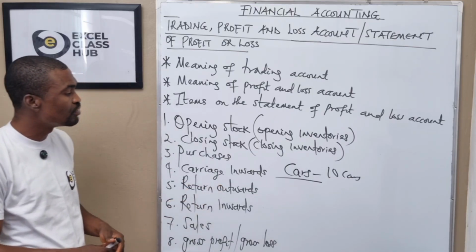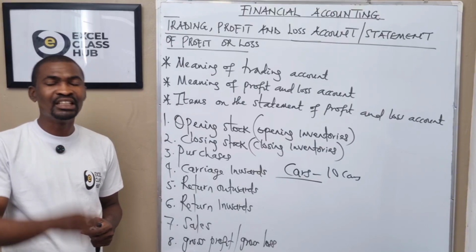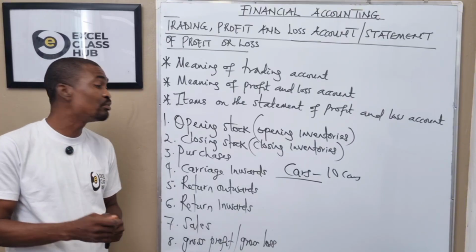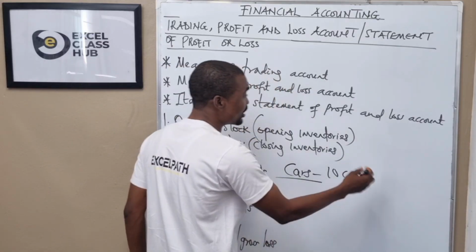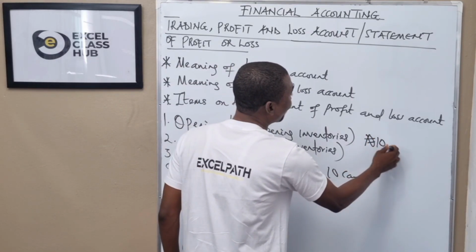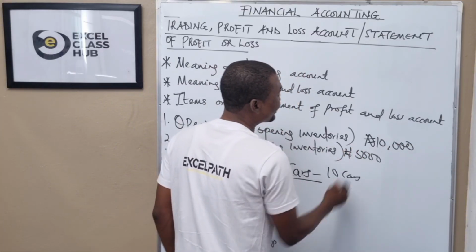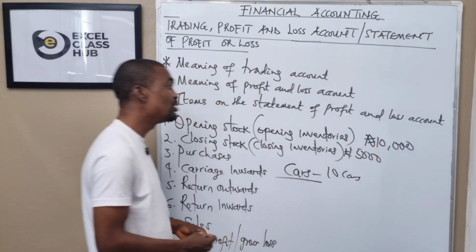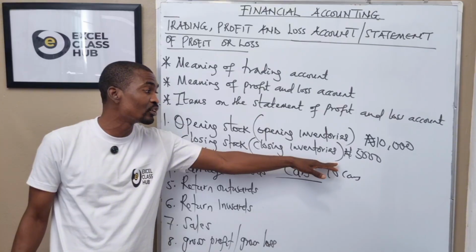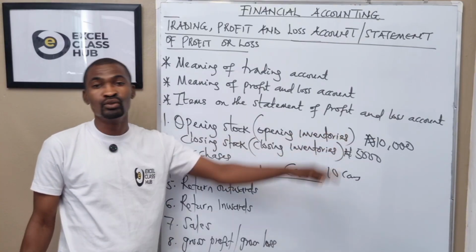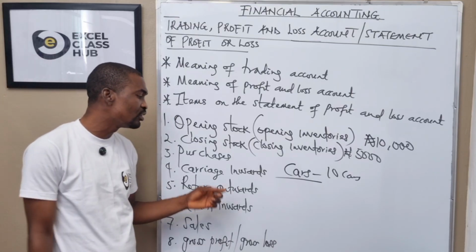Then number four is carriage inwards. Carriage inwards simply means the cost of bringing goods into the organization. That means transport cost. So if I purchase an item for resale for 10,000 naira and I spent 5,000 naira as the transportation cost, it means that the carriage inward is 5,000 naira, because this is the amount that it cost me to bring the goods into the organization.